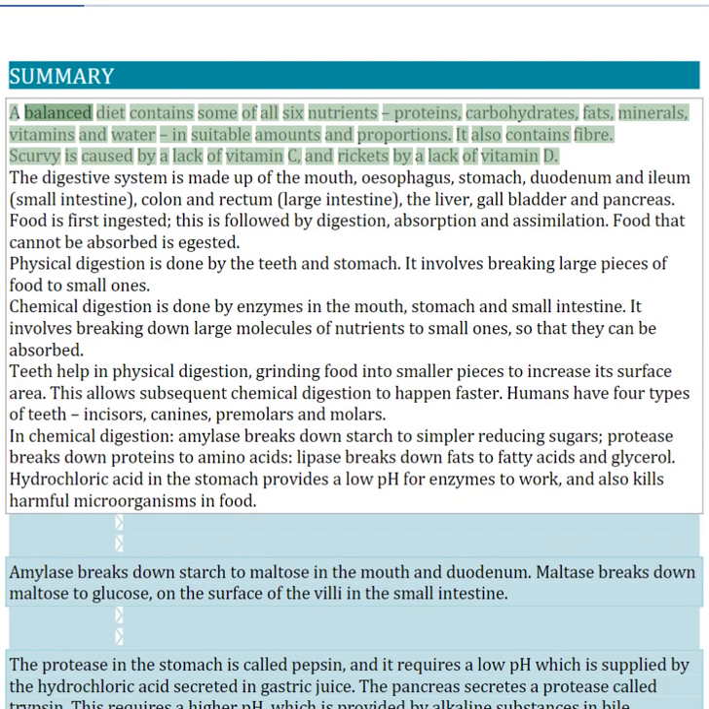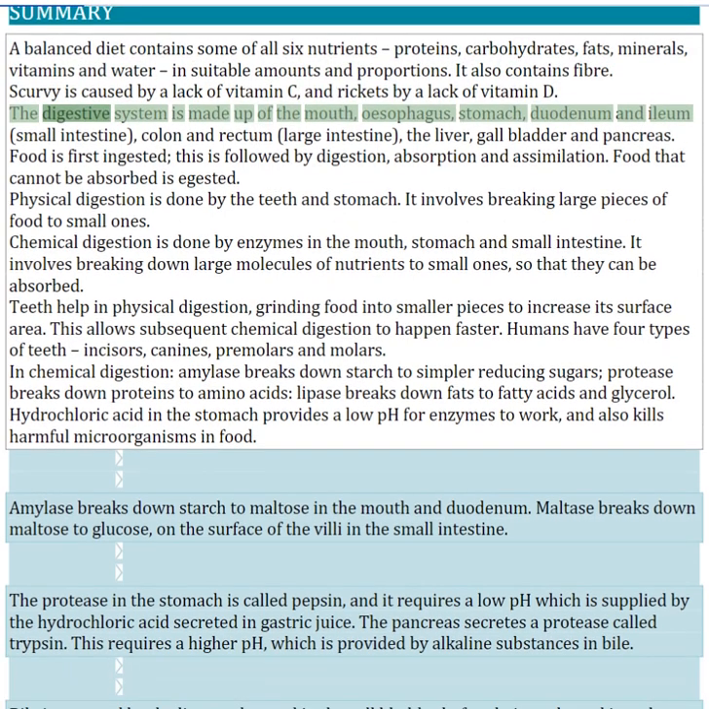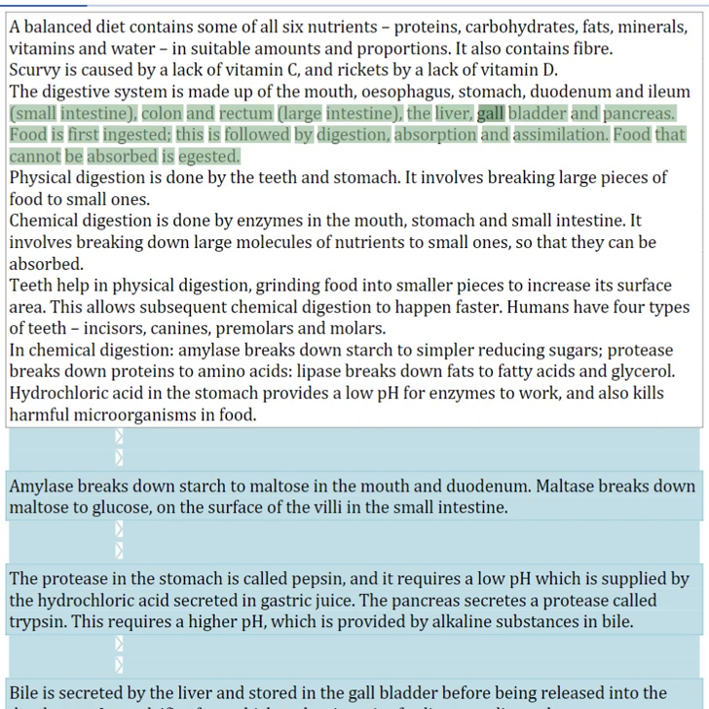Summary. A balanced diet contains some of all 6 nutrients: proteins, carbohydrates, fats, minerals, vitamins and water in suitable amounts and proportions. It also contains fiber. Scurvy is caused by a lack of vitamin C, and rickets by a lack of vitamin D. The digestive system is made up of the mouth, esophagus, stomach, duodenum and ileum, colon and rectum, the liver, gallbladder and pancreas. Food is first ingested. This is followed by digestion, absorption and assimilation. Food that cannot be absorbed is egested.